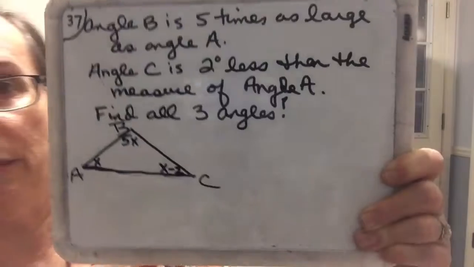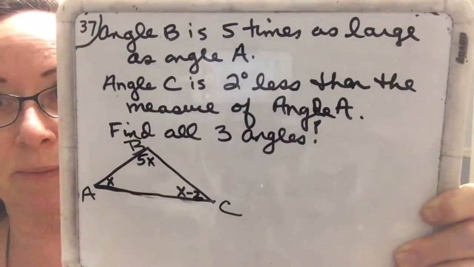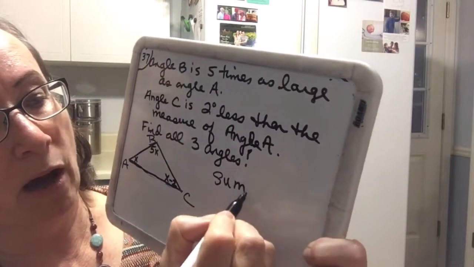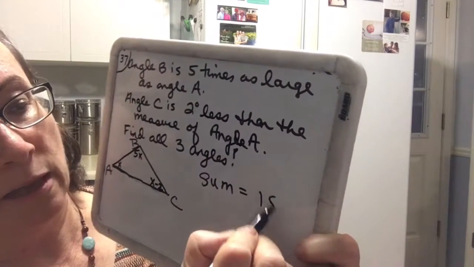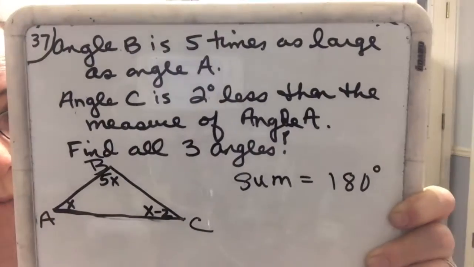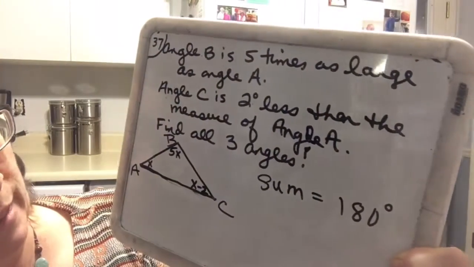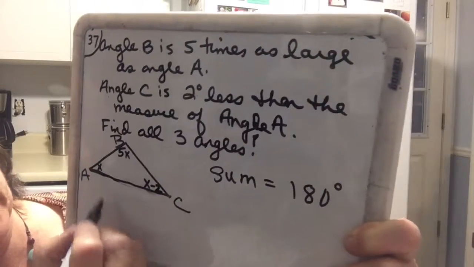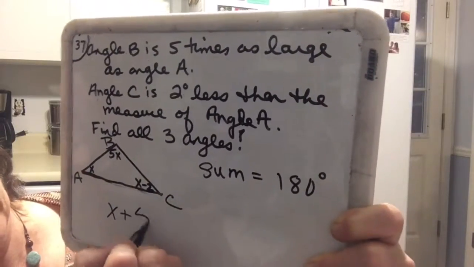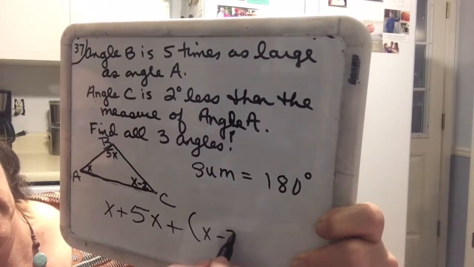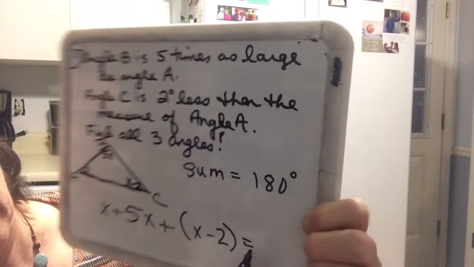And then it says find all 3 degrees. Well, the hint to this one is given to you in the book, and the hint is that the sum of all of the angles is always 180 degrees in any triangle, no matter what its shape. So now I'm just going to add these 3 together, x plus 5x plus x minus 2 equals 180.